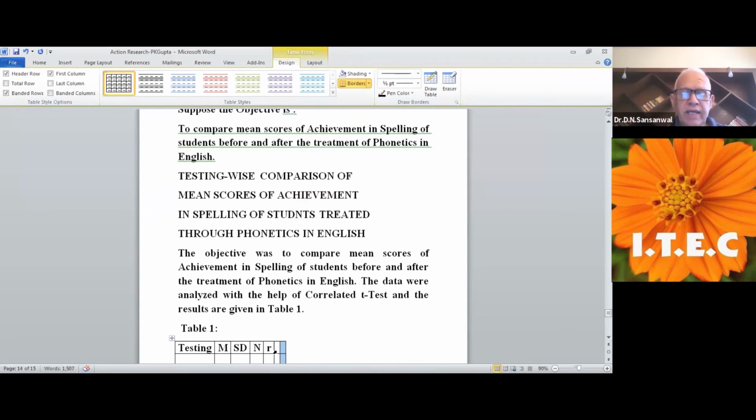And then here I say correlated t-value. Do not write only t-value. Please, it's very important, because it is not t-value. If you say t-value, then it will mean something very different. And then here I say remark.